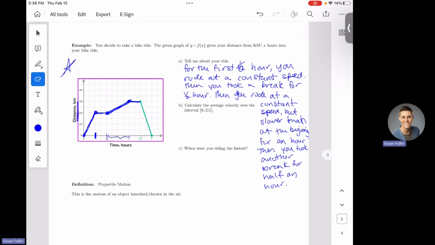And then what happened? And I also want to point out this whole time you've been riding away from KSU, right? The distance from KSU has been getting larger and larger. And then all of a sudden, here, 2.5 hours in, what happens? You rocket back to campus.